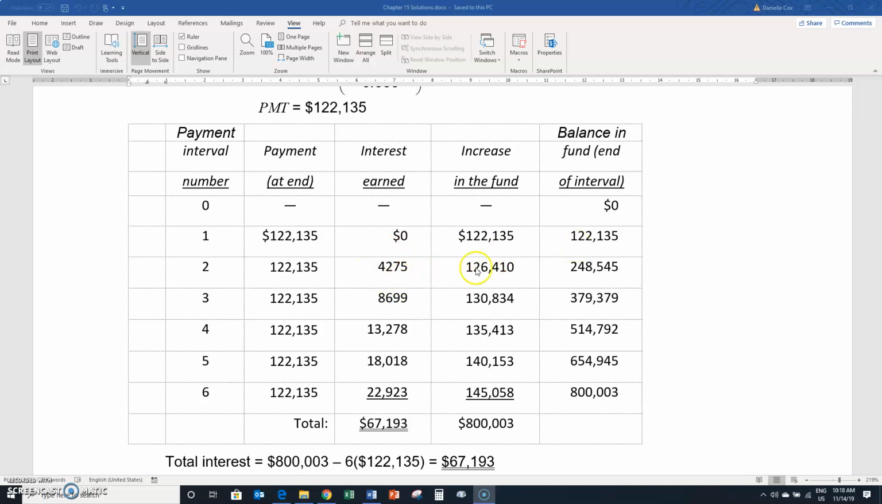The increase then is the interest that was earned during the period and the payment that was made at the end of the period, which was 126,410. You add that to the previous balance to get your new balance, and then you continue on.